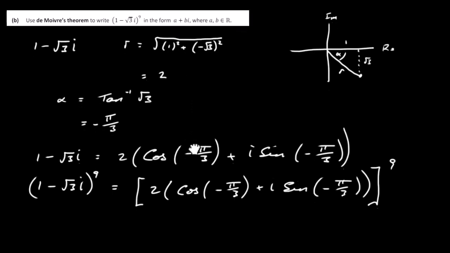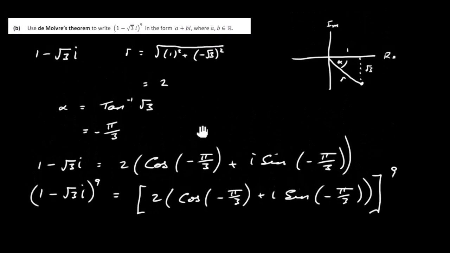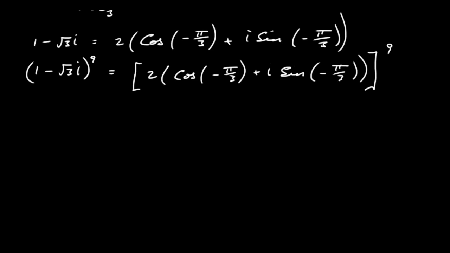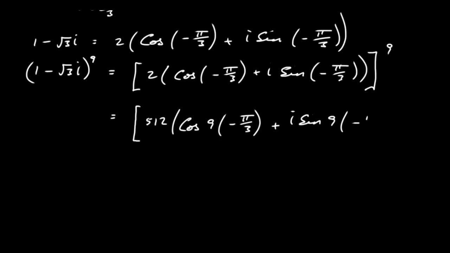So let's use De Moivre's theorem to work that out. And remember, we have to give our answer in rectangular form, so we're going to have to convert that back to rectangular form once I have that done. Okay, so what we've got to do is bring the 9 down. We've got to raise the modulus to the power of 9, so it's going to be 2 to the power of 9, which is 512. And then what I've got to do is bring the 9 here and here in front of the angle. So let's do that. So it's going to be cos 9 times minus pi over 3 plus i sine 9 times minus pi over 3.